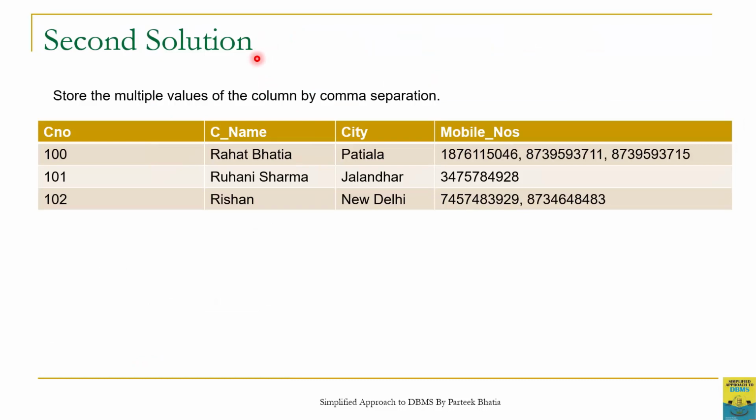Now let us consider this second solution. In this solution, we try to store multiple values in the column by comma separation. As shown in this case, here we have a single column with mobile numbers and we store all the mobile numbers by using comma separated values. Now let us give a thought to the problems of this approach. Now you can clearly see that this mobile number is not an integer column. We have to store commas in this. So this mobile number will become a character type of field.